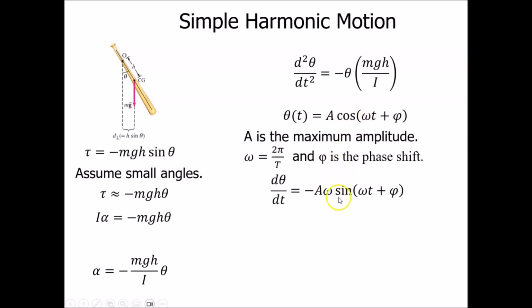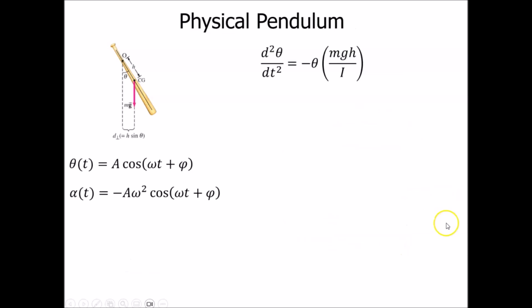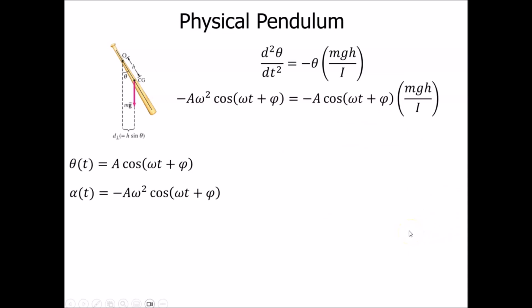And again, the first derivative, which is the angular velocity, is equal to negative A omega sine(omega t plus phi). And the second derivative, which is the acceleration, would be negative A omega squared cosine(omega t plus phi). Plug in my acceleration, plug in my displacement, and I get the following. And notice a lot of this cancels. I'll get omega squared equals mgh over I.